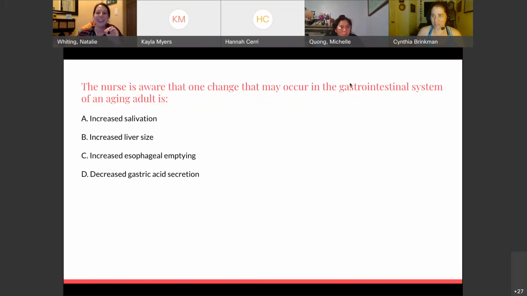Okay. The nurse is aware that one change that may occur in the GI system of an aging adult is: A, increased salivation; B, increased liver size; C, increased esophageal emptying; or D, decreased gastric acid secretion. If you saw it, don't answer.